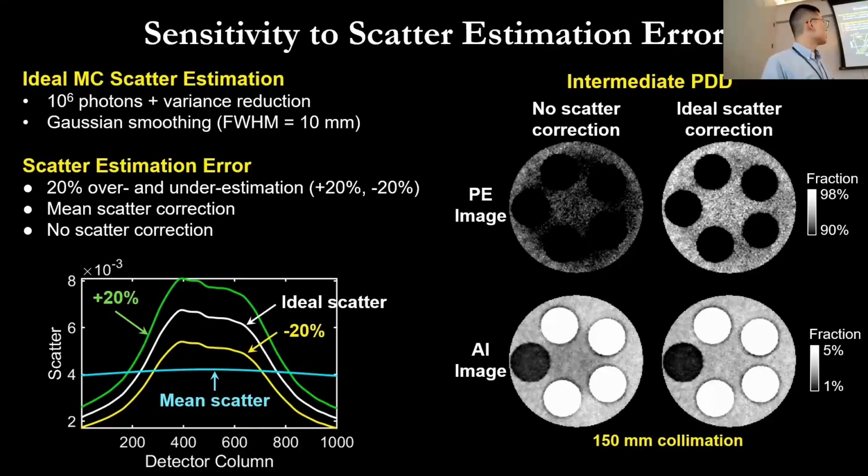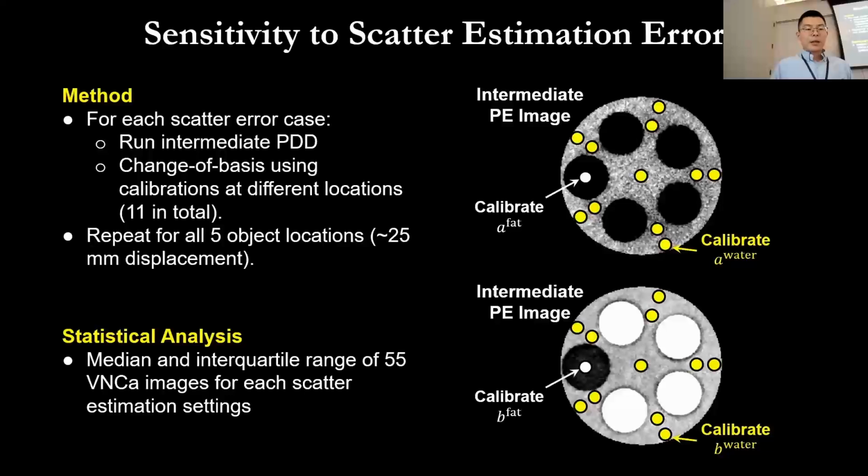These are just 2 examples to show you before and after scatter correction, the reduction of cupping, especially in the polyethylene image. So this is the intermediate image, the first stage of our 3 material decomposition process. And if you remember, like I said earlier, when we run the 3 material decomposition, we're calibrating the water and fat coefficients directly on the intermediate material images.